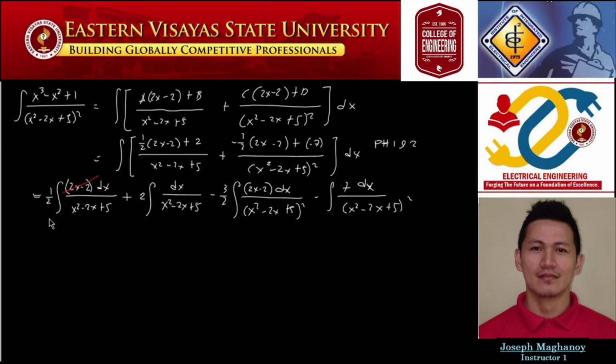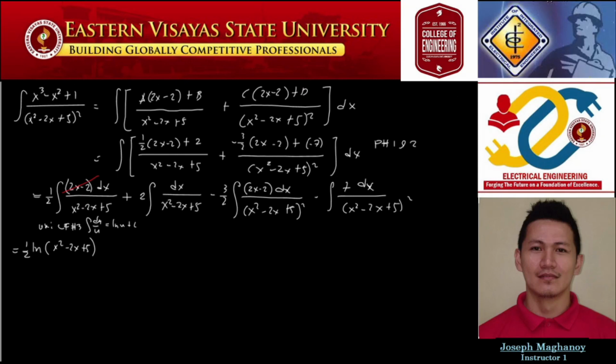Okay, so in this first term, we can use our logarithmic formula number 3, which is the integral of du over u equal to ln u plus C. So we rewrite our first term right away. That is 1/2 ln of your denominator, x squared minus 2x plus 5. Okay, so we're done with our first term. Moving on to our second term.